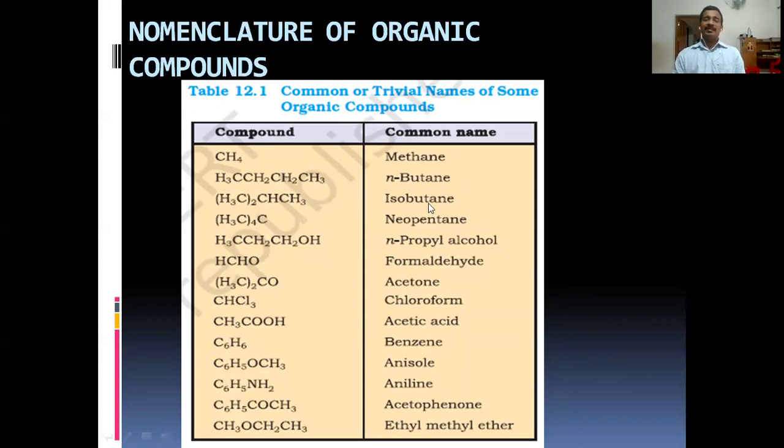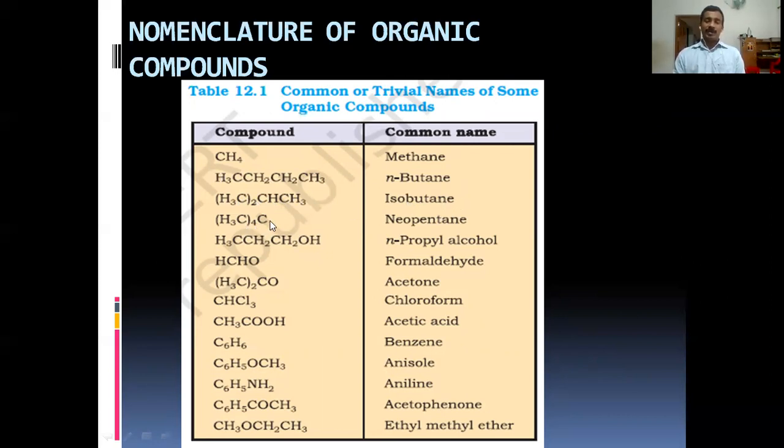CH3, twice CH3. That is named as isobutane. It is normal butane. What is the reason? 4 carbon atoms, so normal butane. Here also 4 carbon atoms, but one is a branch. So it is named as isobutane.